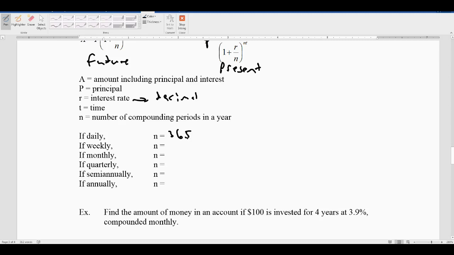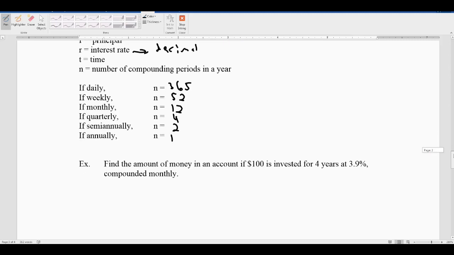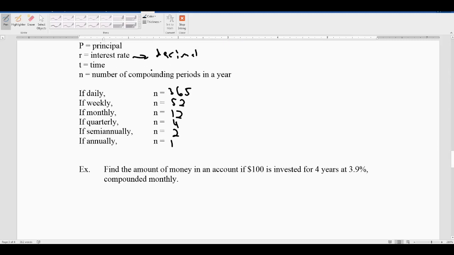It may say 360. Weekly, there are 52 weeks in a year. Monthly, there are 12 months in a year. Quarterly, how many quarters are in a dollar? 4. Semi-annually, how many hemispheres are there? Hemispheres? Semicircles make up a circle? Well, that's 2. Annually is once a year. So now let's do some examples. Hopefully, look at that. Got that?